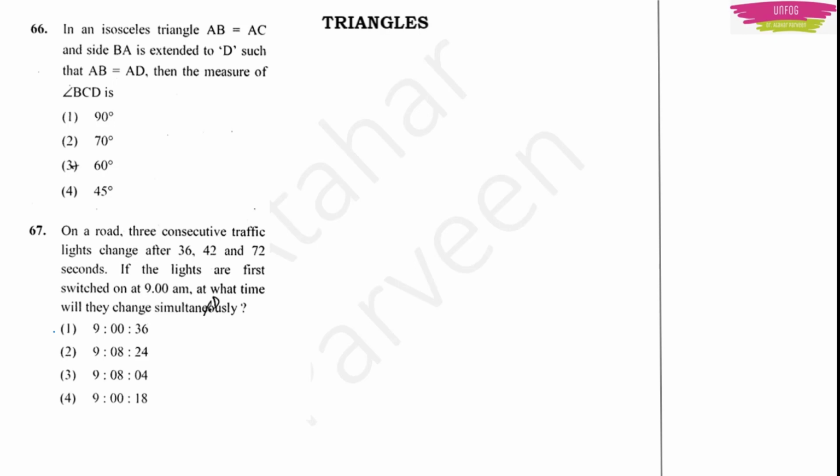If I imagine the figure, it comes out to be something like this. Now here what they are telling? They are telling that AB is equal to AC. This and this are equal. Now if these two sides are equal, their opposite angles will also be equal, right? So angle ABC and angle ACB should be equal, right?